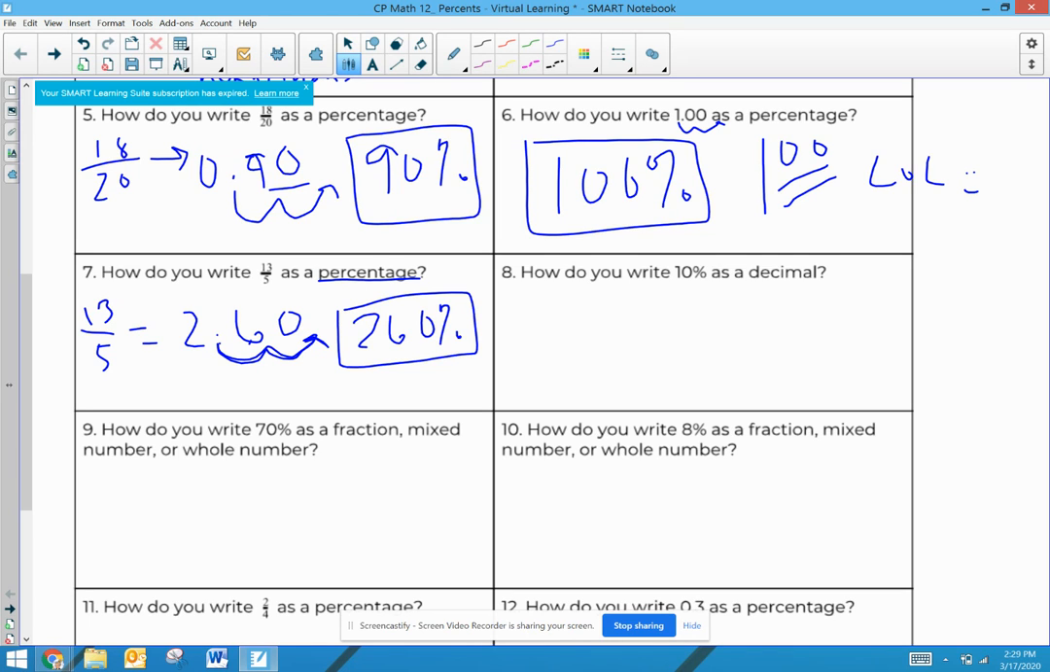Yep, great. How do you write 10% as a decimal? So now we have our percent and we want to go to a decimal. So now I have to work backwards. So I go, that'll be 0.10. That looks easier to read, this little medium size. Let's do that.